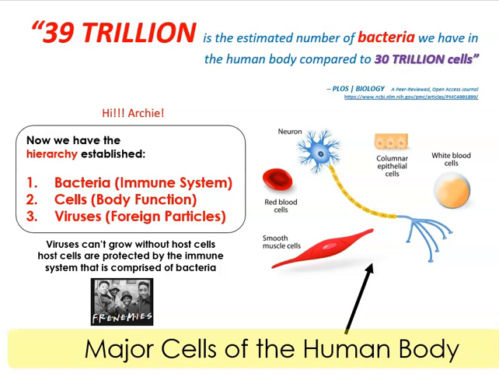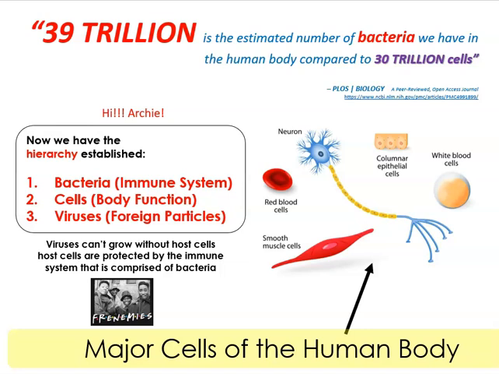Next up, so we're building the hierarchy right now. So we talked about a virus. It's a particle. It's not a cell or bacteria. In the human organism, human body, human life, we have 39 trillion bacteria compared to 30 trillion cells. And then when it comes to viruses, we have some. So bacteria is the top of the hierarchy. Bacteria, then cells, and then viruses.